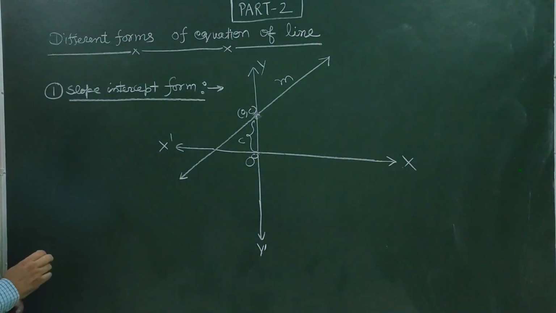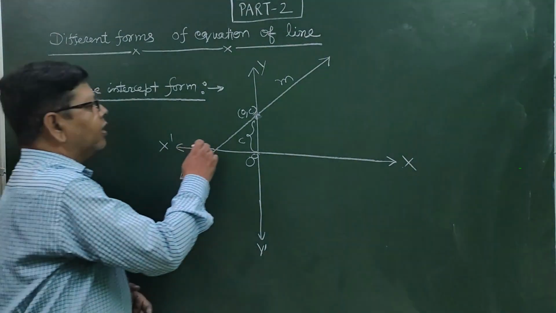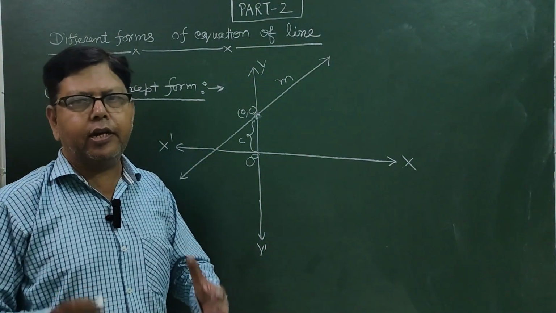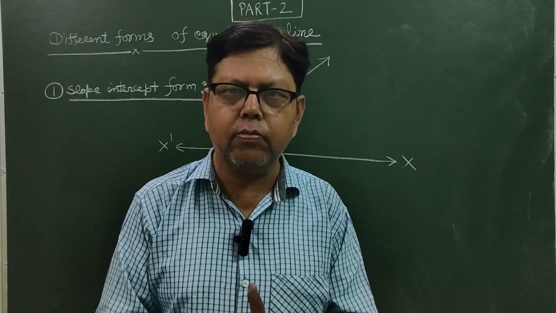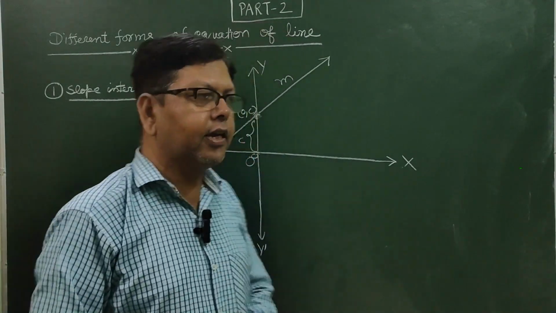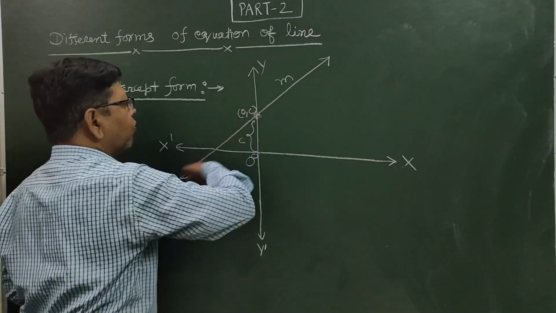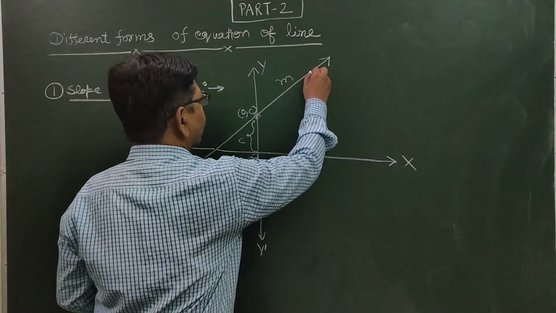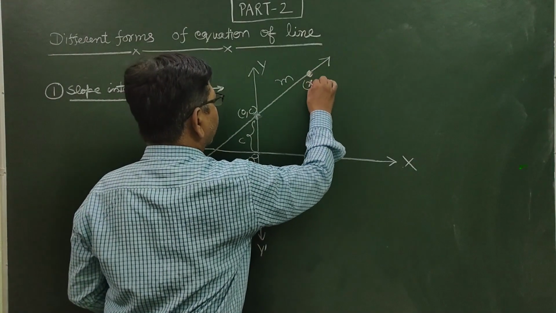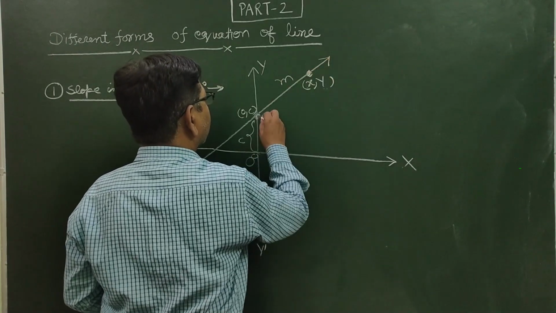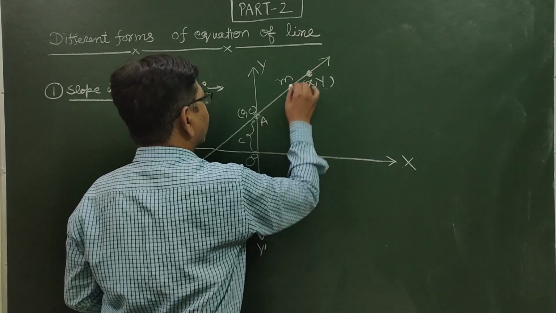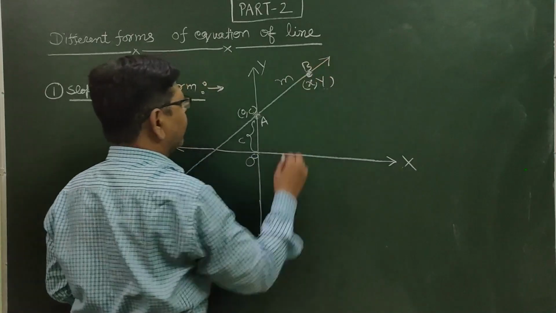Now as I told you, the slope of a line is the difference of y coordinates divided by the difference of x coordinates. If we want to find the equation of the line, let us take a variable point which can move on the line. Let any point on the line be x comma y. Let us take this point as A and this point as B.